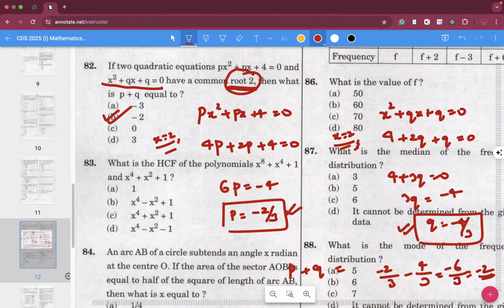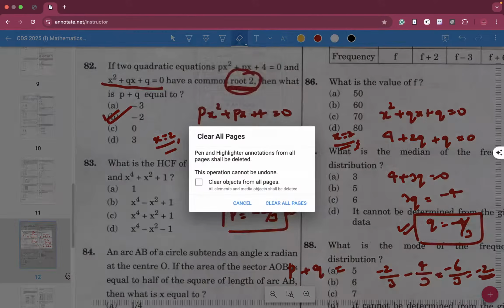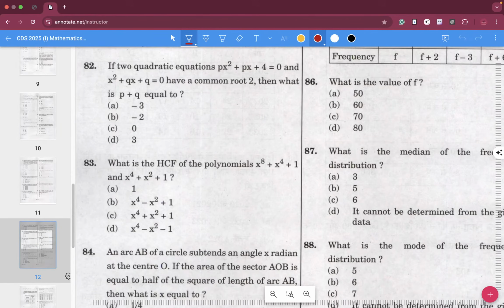Question number 83 over here. What is the HCF of the polynomials, right? They have given a couple of polynomials over here, x raised to the power 8 plus x raised to the power 4 plus 1 and x raised to the power 4 plus x square plus 1. So what is the HCF of these two polynomials is what they are asking over here, folks, right? There could be more than one method to solve this, right?